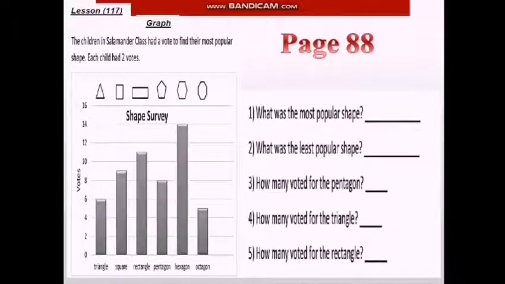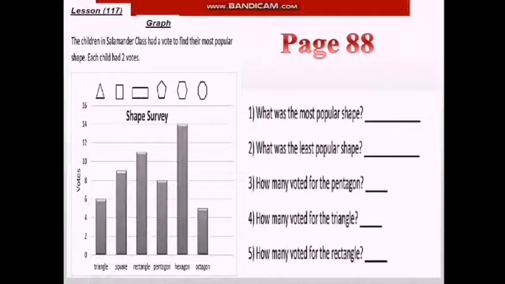Now open page 88. We are in lesson 117. It's talking about graph. If you look to this graph, here he tells you that the children in elementary class had a vote to find their most popular shape. Each child had 2 votes. Okay, so if you look to this graph, the first one is triangle. Okay, it reaches number 6, so it has 6 votes.